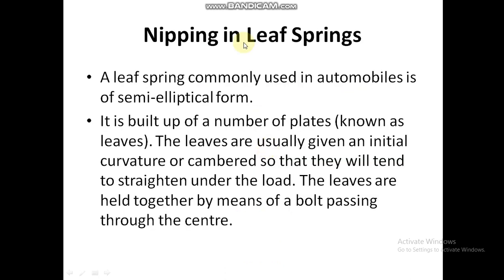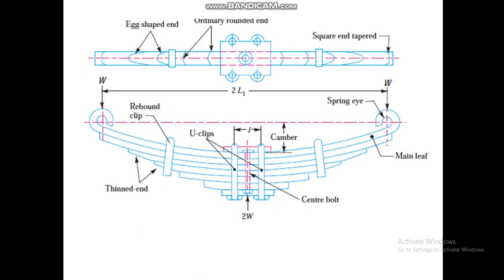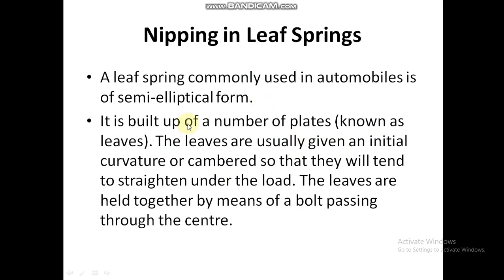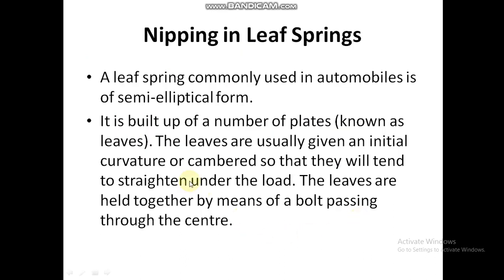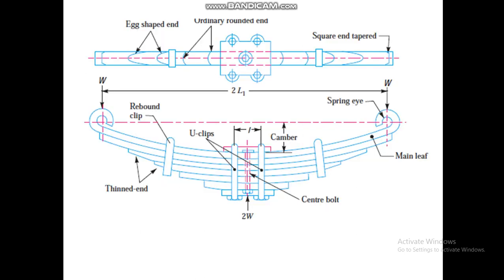Next phenomenon is nipping in leaf springs. A leaf spring commonly used in automobiles is of semi-elliptical form. You have seen this leaf spring in many automobiles, heavy duty automobiles. It is of semi-elliptical shape. It is built up of a number of plates known as leaves. The leaves are usually given an initial curvature or cambered so that they will tend to straighten under the load. So when this spring is applied in automobiles, its tendency is to straighten under the load.